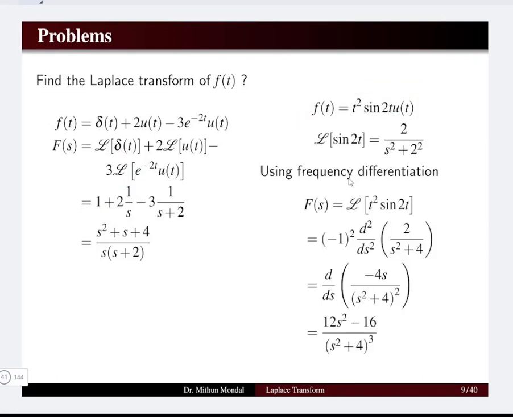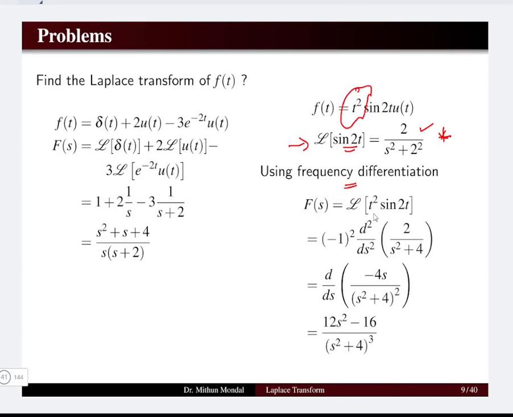In this case, we will use the properties. We already know the Laplace transform of sine 2t, which is 2 divided by s square plus 2 square. This is coming from the table that is provided to us. Now we will use the concept of frequency differentiation because we have the t square term here.